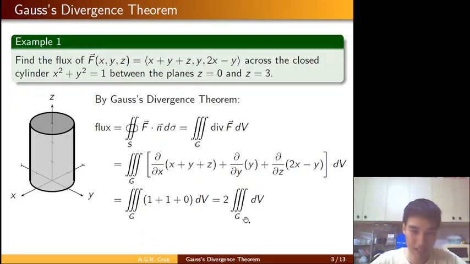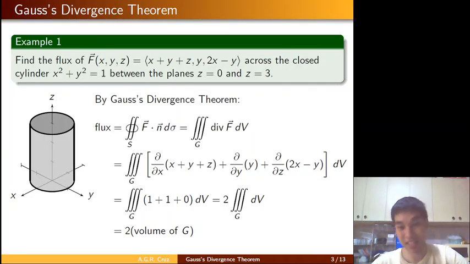Pero let's recall, ano nga ba yung interpretation natin geometrically nitong quantity na to? This should give you exactly the volume of G, no? So in other words, yung flux natin, it's now twice the volume of G. And ano nga ba yung G natin? Yung G is this right circular cylinder, no? And we know how to compute for the volume of a right circular cylinder. It is just pi times the radius of the base squared and then times the height of the cylinder.